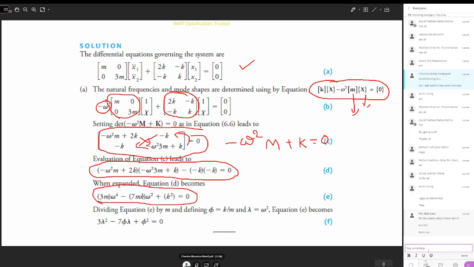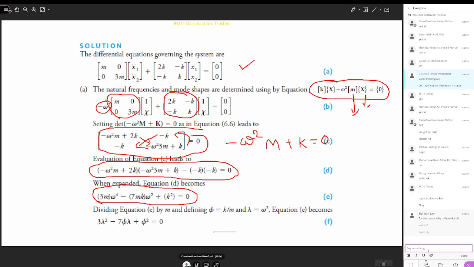Okay, so if you rearrange the terms, you will get 3m omega to the power of 4, then negative 7mk omega square, plus k square, and the whole thing will be 0. So this is a fourth order equation.